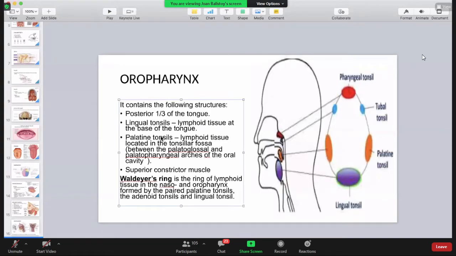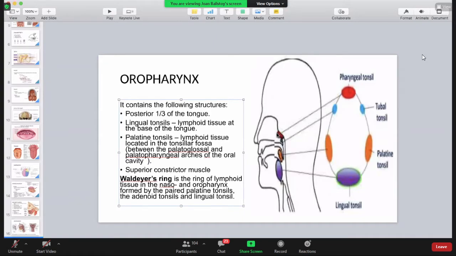So again, the Waldeyer's ring is formed by the pharyngeal tonsils or the adenoids, tubal tonsil, palatine tonsil, and lingual tonsils. Okay? The pharyngeal tonsil, when it is enlarged, you call it adenoids. So remember that. So how many tonsils make up the Waldeyer's ring? You have 4. Paired tubal tonsils, paired palatine tonsils, and your pharyngeal tonsil and your lingual tonsil. They are collectively known as the Waldeyer's ring.